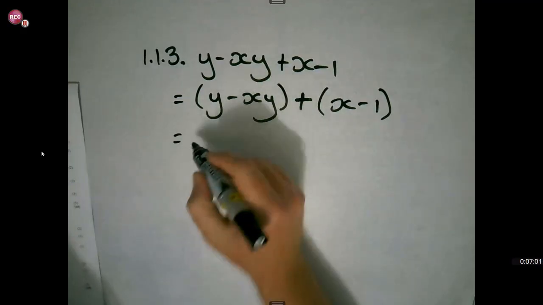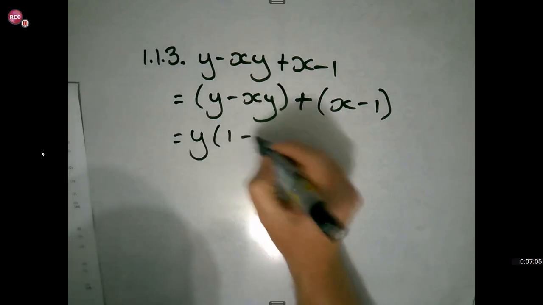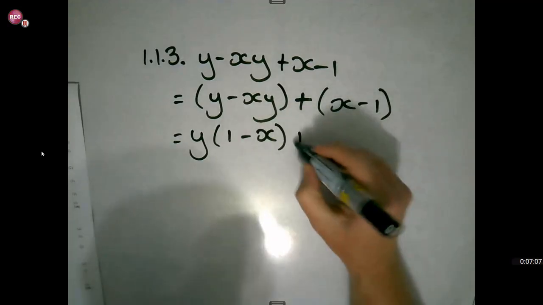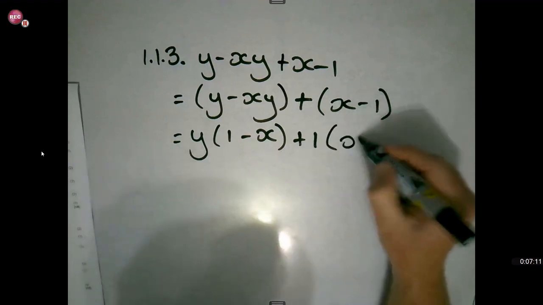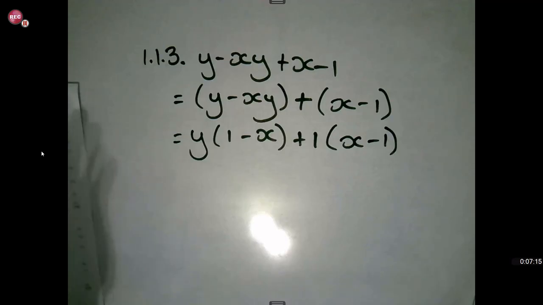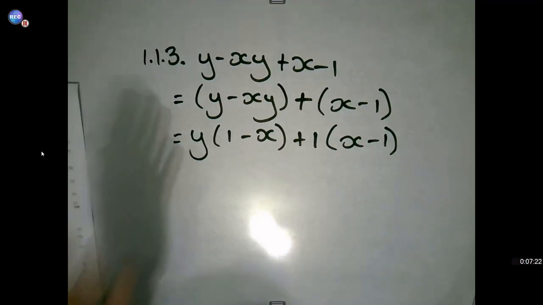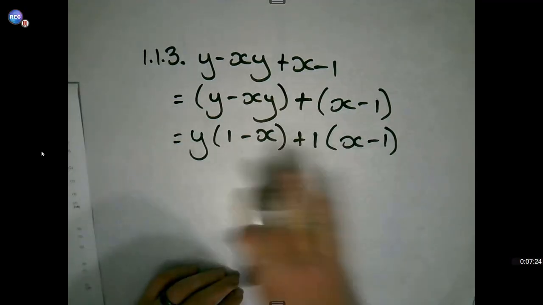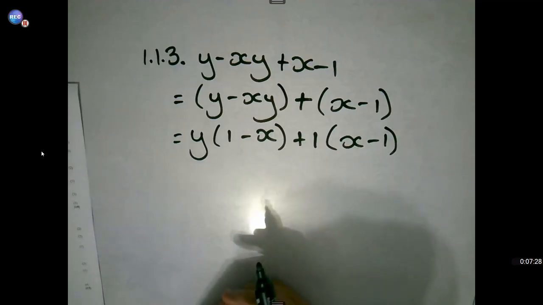In this case, the highest common factor is y. What you'll be left with is 1 minus x. Plus, remember, if there's nothing written here, there's always a 1. And then we've got x minus 1 in this bracket. Now, there's 2 ways you can do this. You can swap these 2 around, or you can swap this around and then obviously perform the sign change in your case.